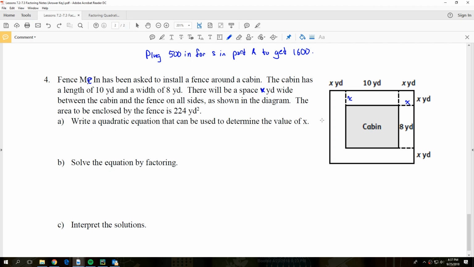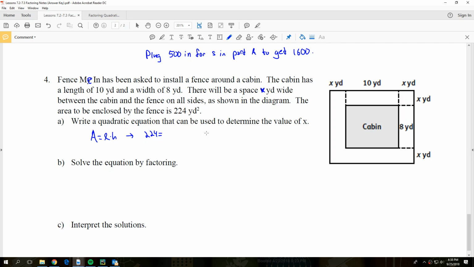Okay. All right. So let's go ahead and answer these questions. Write a quadratic equation that can be used to determine the value of x. Okay. Well, first of all, we know that area is equal to length times width, or length times height, whatever you want to call that. And in this case, our area is 224.